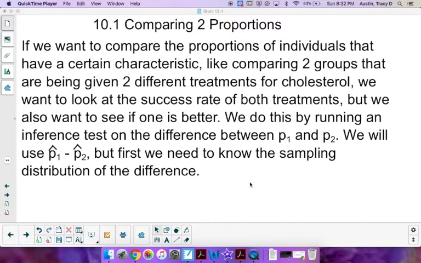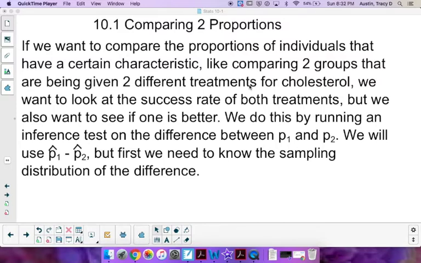We're going to start with proportions today, and we're just going to work on confidence intervals as far as being able to do that. If we want to compare the proportions from two different groups, we basically want to see if one is better than the other. This is how they do this for medical testing and all kinds of stuff. You're trying to see if one group performs better or has a better success rate, whatever you want to call it. Since we're talking about success rate, that's a proportion. So again today, we're going to do a confidence interval on the difference between two proportions.